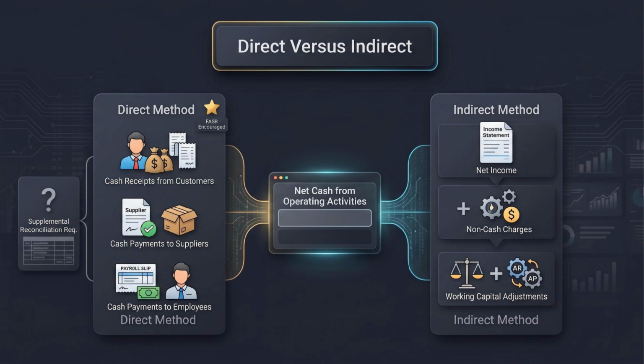In practice, the indirect method is more common under US GAAP, while the direct method is encouraged because it is more transparent. Think of the direct method as showing the cash receipts and payments camera footage. The indirect method is the detective report that reconstructs the same cash story from net income.